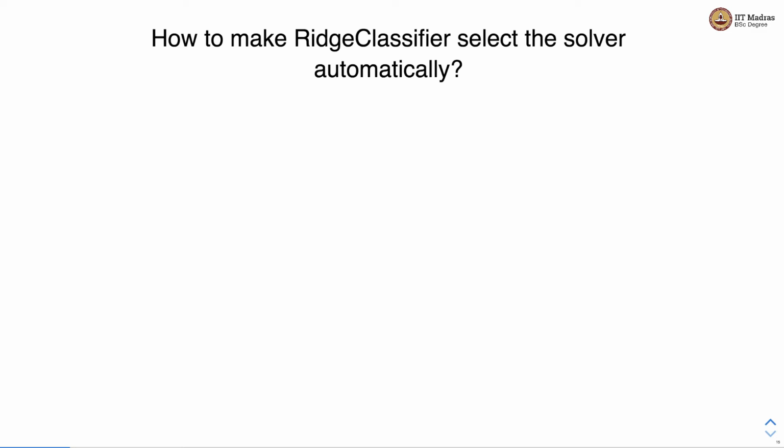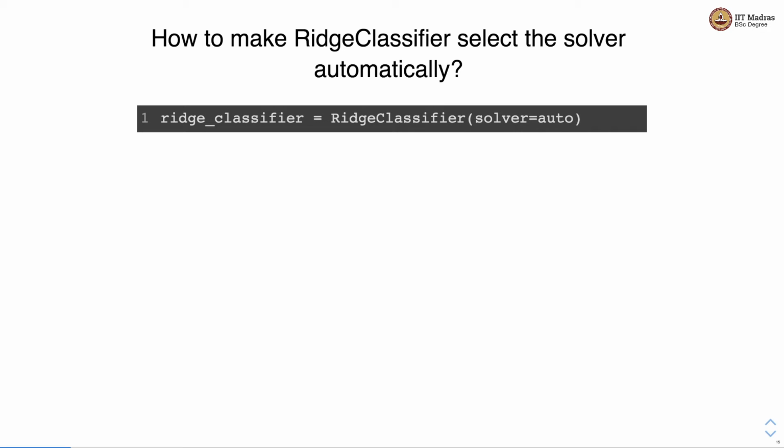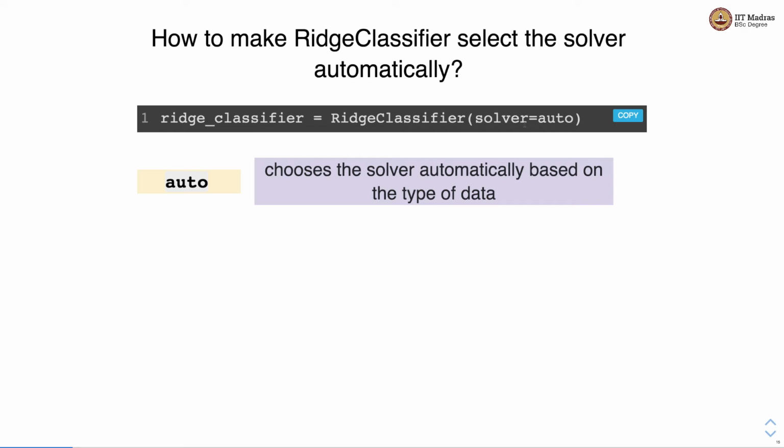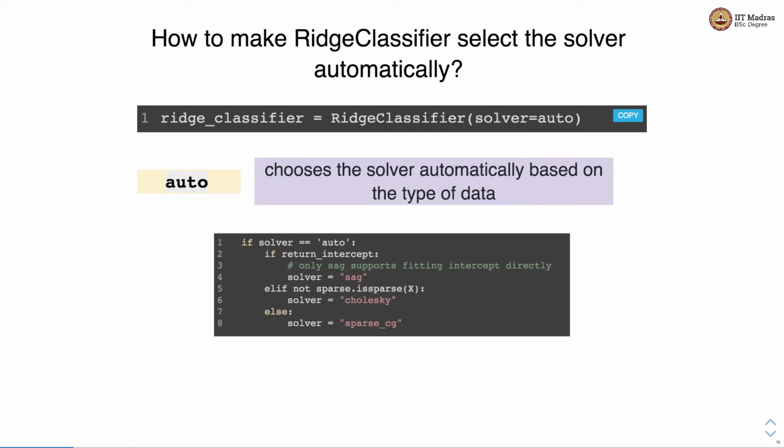So there is a facility where we can make Ridge Classifier select the solver automatically. We have to set the solver argument to auto in the Ridge Classifier constructor. And auto chooses the solver automatically based on the type of the data. So the default choice for solver is always auto.